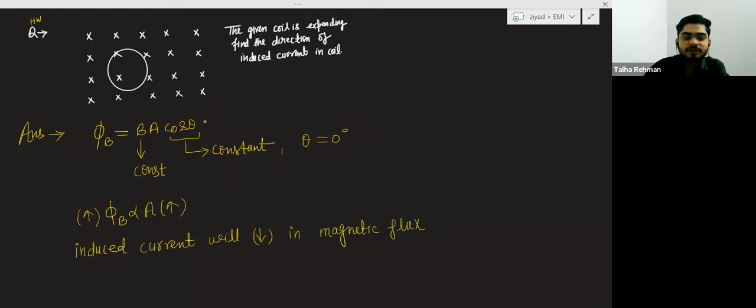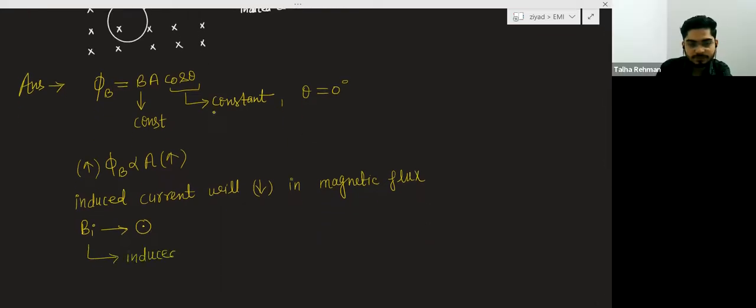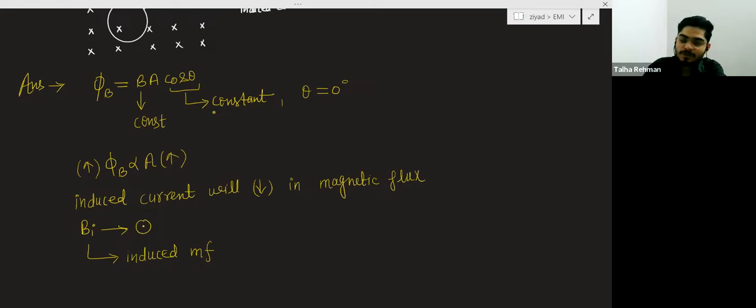How can the induced current decrease the magnetic flux? By decreasing the magnetic field. How can the magnetic field decrease? The induced current will induce a magnetic field in the opposite direction of the given magnetic field. So the induced magnetic field will be in the outward direction. Why outward? Because overall the magnetic field will decrease. The given magnetic field is inward, and the induced current will induce a magnetic field outward. When you take the vector sum, both fields are in opposite directions, so overall the magnetic field will decrease.